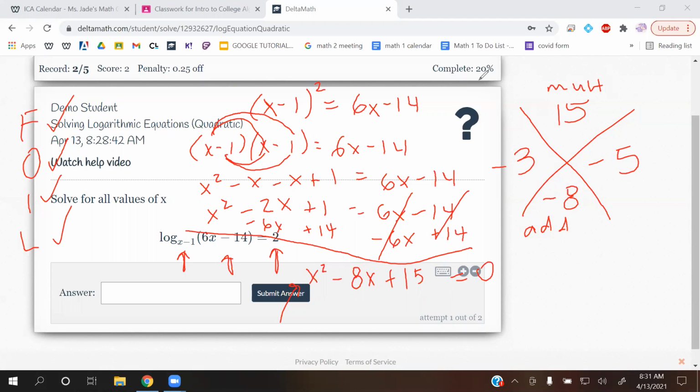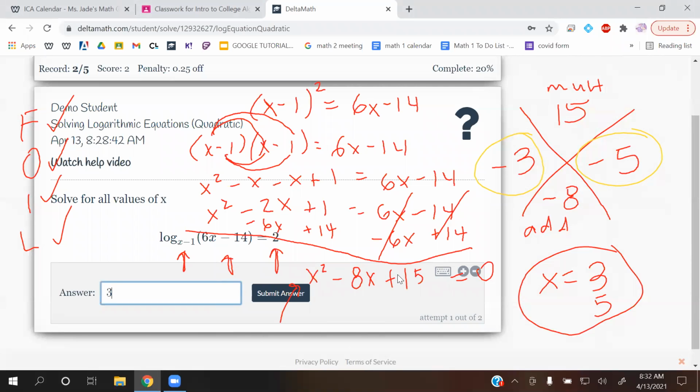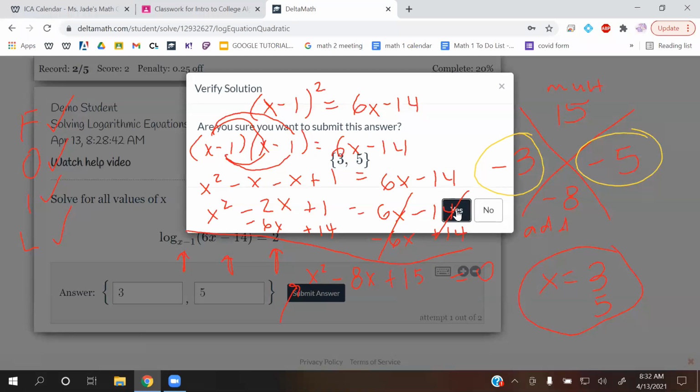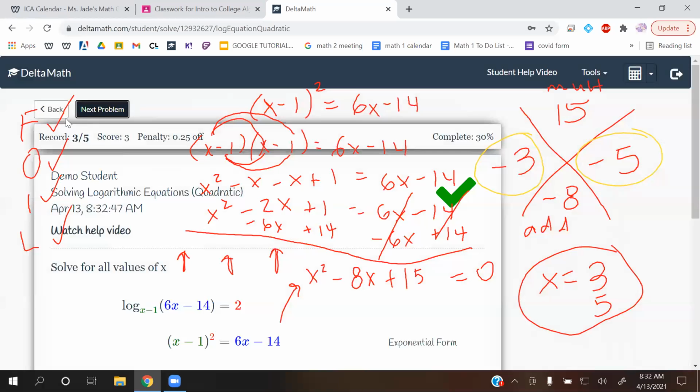However, remember our shortcut. This is a minus 3, this is a minus 5. Just take the opposite signs. So x is going to be equal to positive 3 and positive 5, literally just the opposites. So here are our final answers. And before I do anything else and submit them, are there any questions? Okay, so 3 and 5, submit. Okay, and then let's go to the next video.